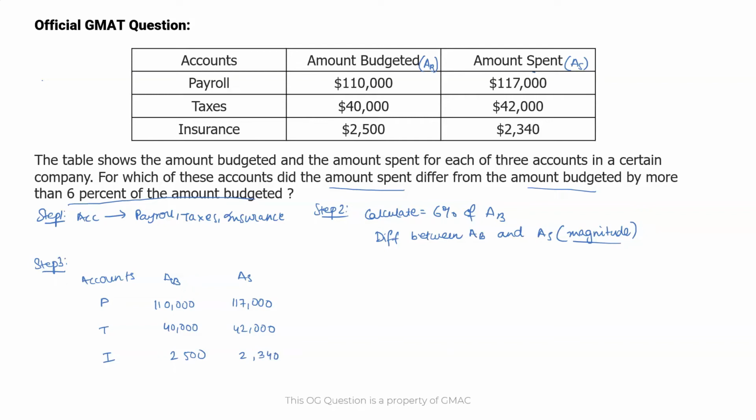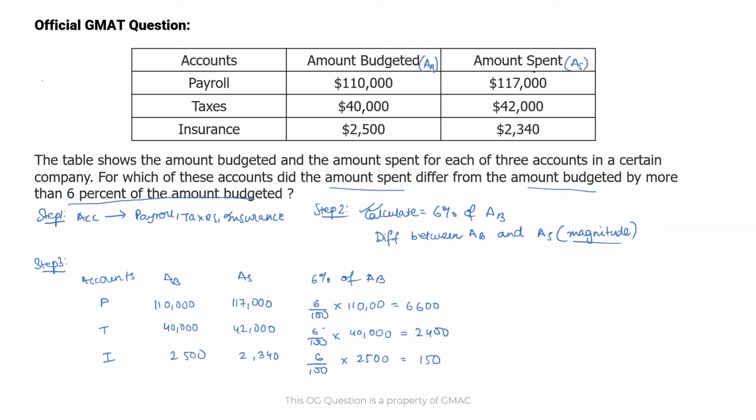We now move ahead to the calculation. We first have to calculate 6% of the amount budgeted. So 6% of AB for each of these accounts is 6 by 100 into $110,000, which is equal to $6,600. Then 6% of $40,000 is equal to $2,400. Similarly, 6% of $2,500 is equal to $150.